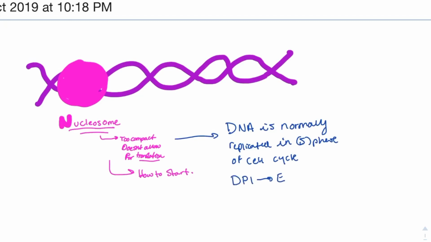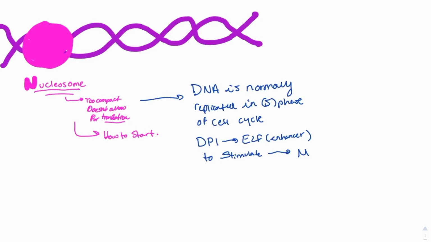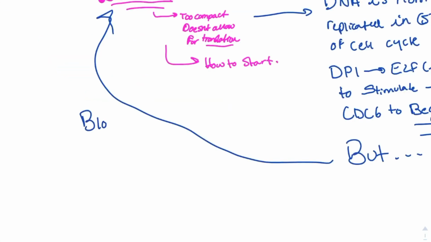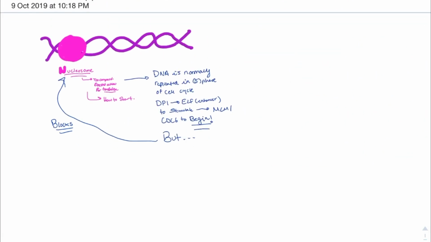We have these proteins. One's called DP1, and DP1 signals E2F, which is an enhancer by itself. If we go back to the cell cycle, we know that E2F with retinoblastoma protein is not an enhancer, but a repressor. So E2F stimulates MCM and CDC6 to begin. Now, to begin what? But it's blocked, right? The nucleosome is blocking the DNA strand at the moment.